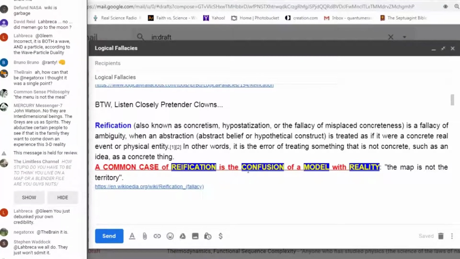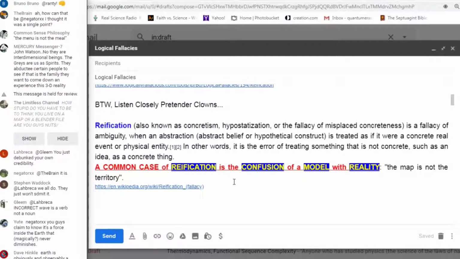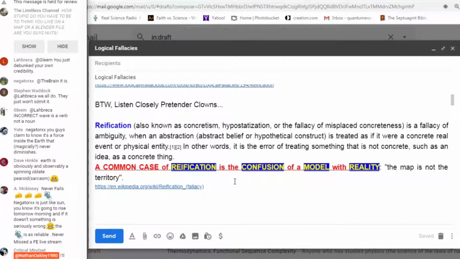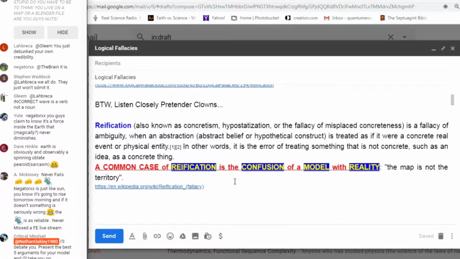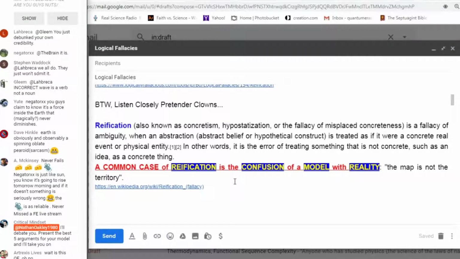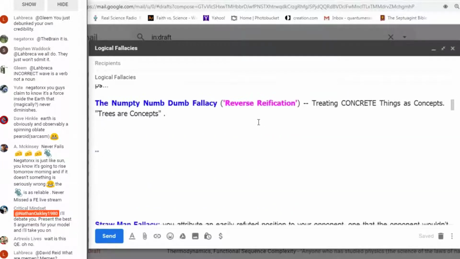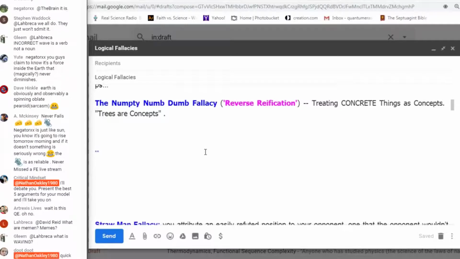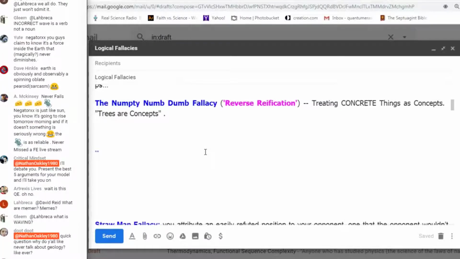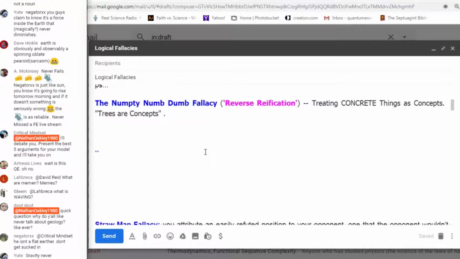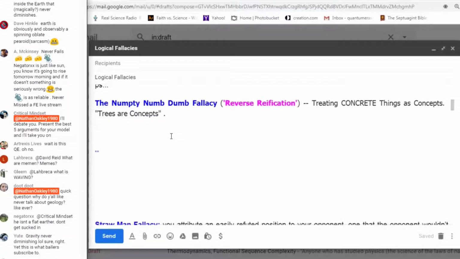Any more on this? I mean, I can't say any more. It says it right there. I can't break this down any further. We good right here? Yep. Oh, P.S. I call this the numpty num-dum fallacy. It's called the reverse reification. Treating concrete things as concepts. Trees are concepts, right? No, trees aren't concepts. Trees are freaking trees.